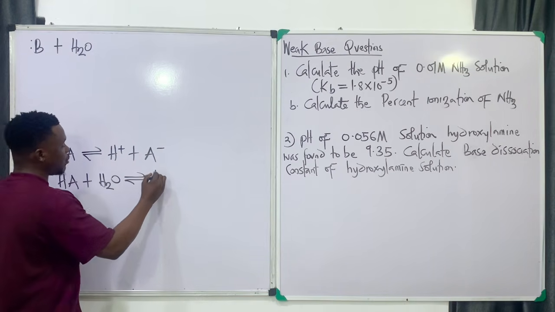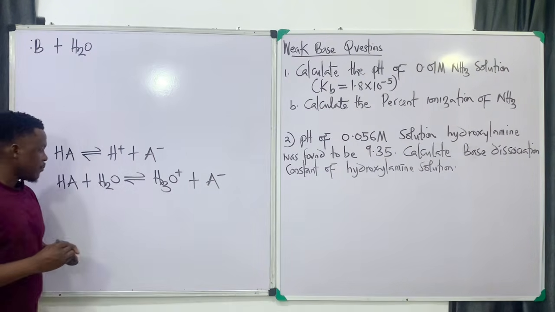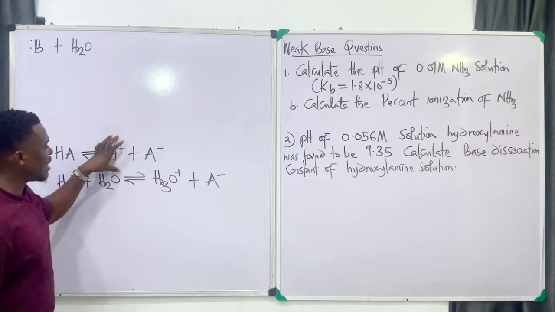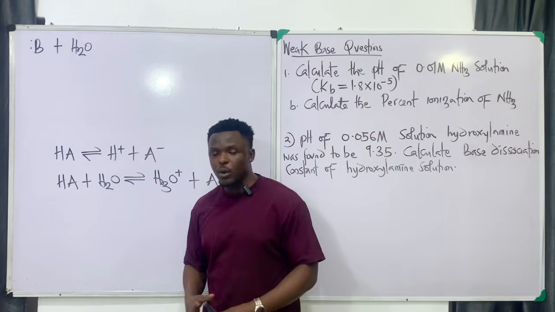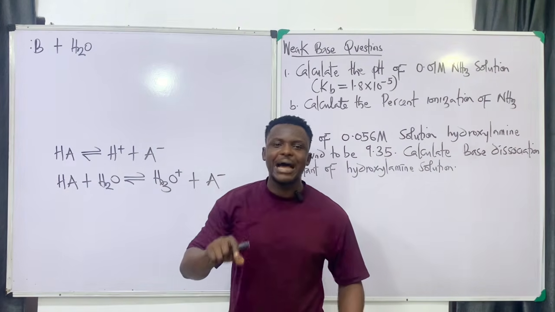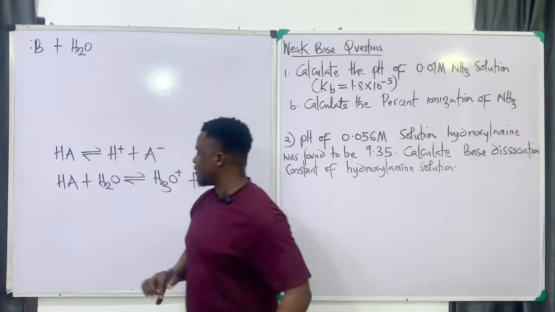In the place of H plus, it will now be H3O plus. Now this will lose the hydrogen and this will accept it to have this. Now this is in the case of a weak acid. You can choose to add the water or you can choose not to add the water. You're correct. But in the case of a base, it's a must. You must add water. Take note of that.